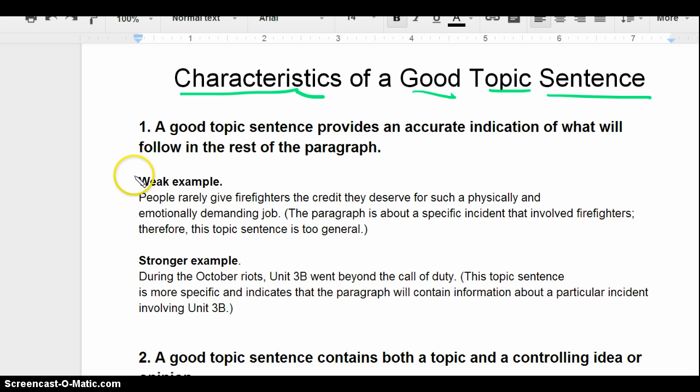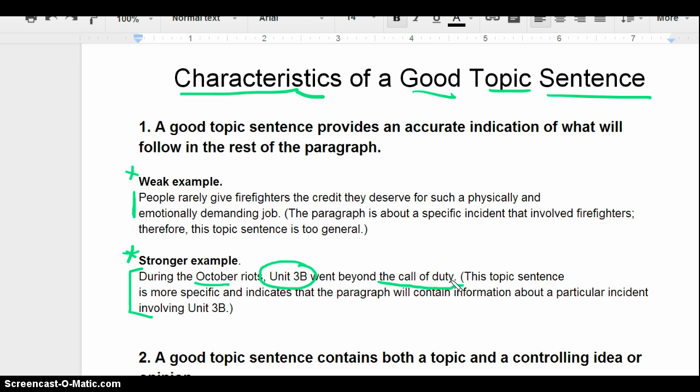So if you take a look here, there's a weak example and a strong example. The weak example: people rarely give firefighters the credit they deserve for such a physically and emotionally demanding job. Okay, that's a good general topic about firefighters in general. But as it turns out, this paragraph is actually about one particular event: during the October riots, Unit 3B went beyond the call of duty. So we know that this entire paragraph is going to be about October, Unit 3B, and how they went beyond the call of duty.